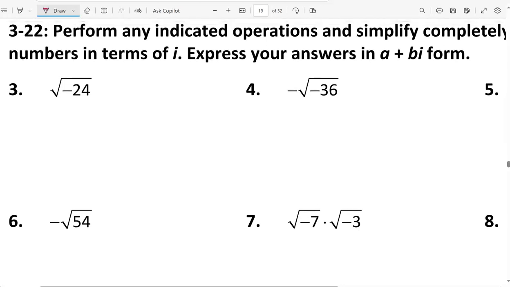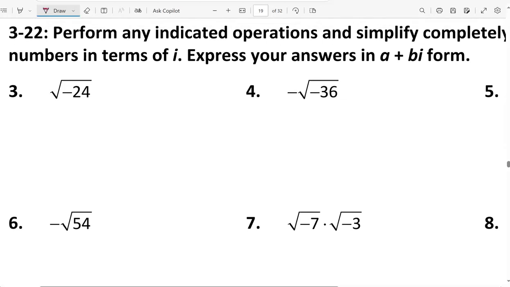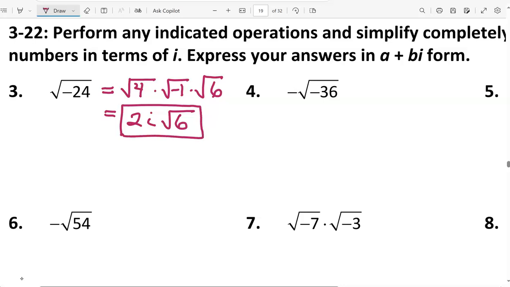Okay, in 3 through 22, we're asked to perform indicated operations and completely simplify and write numbers in terms of i and express answers in a plus bi form. So, in number 3, the square root of -24 can be re-expressed as the square root of 4 times the square root of -1 times the square root of 6. We do this because 4 is a perfect square, that's 2, and the square root of -1 is expressed as i, and the square root of 6 is the leftover factor, so 2 times i times the square root of 6.